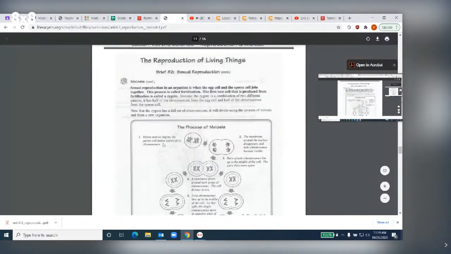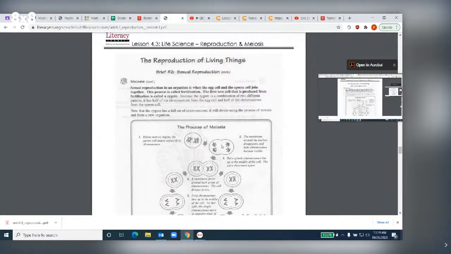Number one, before meiosis begins, the parent cell makes copies of its chromosomes. So those are 2 X's. Then the membrane around the nucleus disappears and twin chromosomes become visible. Okay, so it splits into 2. And then the pairs of twin chromosomes line up in the middle of the cell. The pairs then move apart.